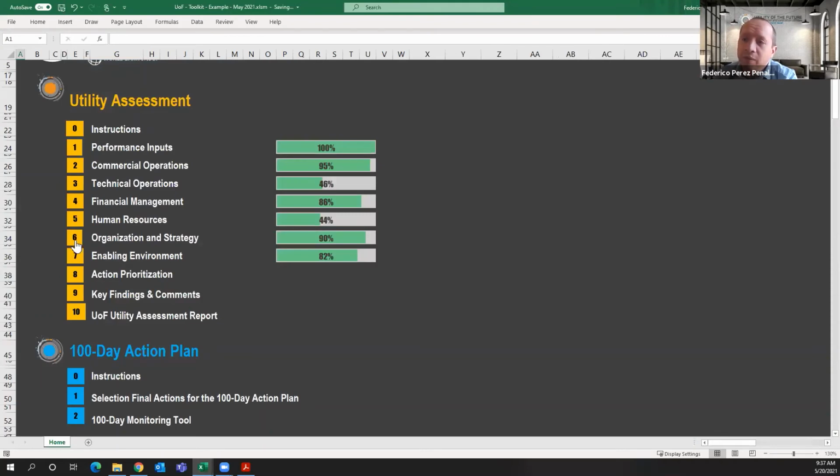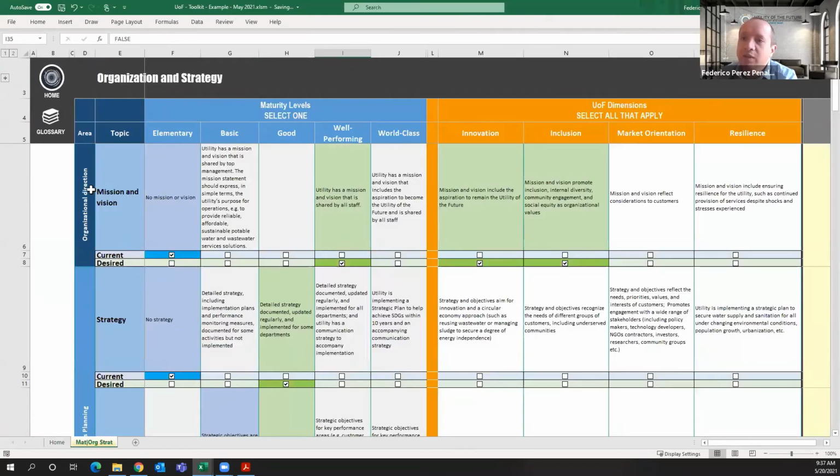And finally, we have the organization and strategy. Again, we evaluate if they have a vision and mission. Some of them have one, most of the utilities have a mission and vision, but in some cases they are really old, or they are copying a different mission and vision from other utilities. But the idea is to really work on that.